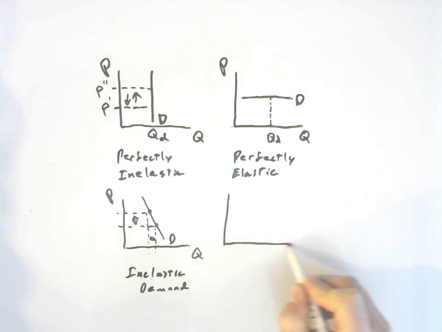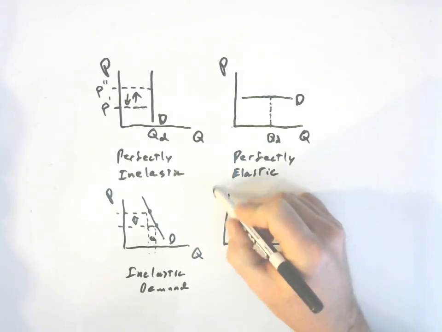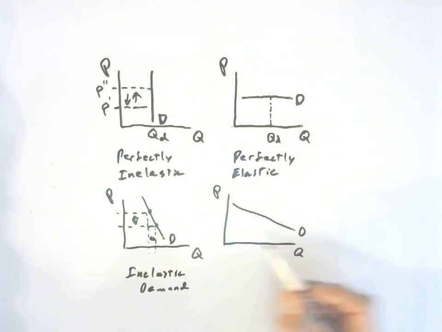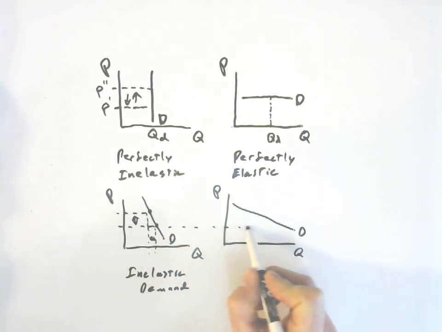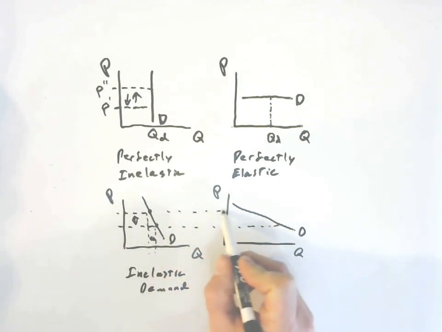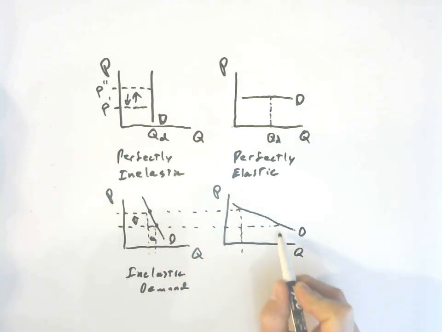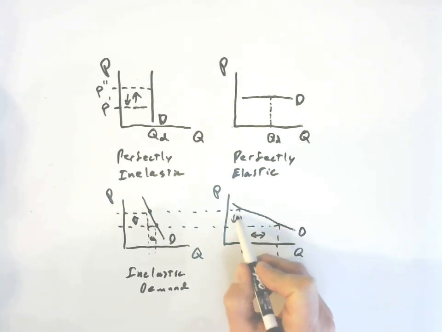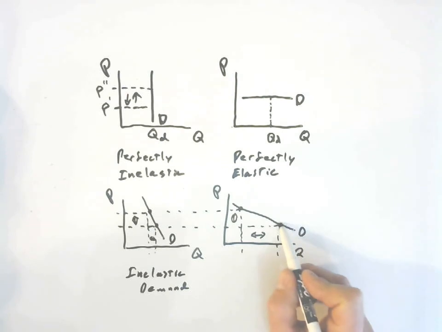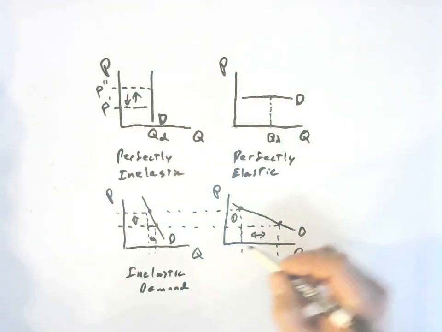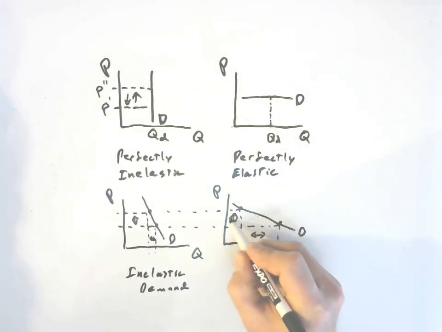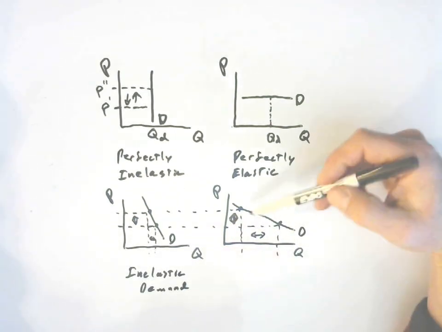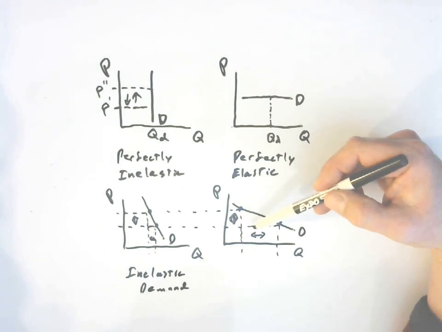On the other hand, we can have a case whereby we have a relatively flat demand curve, and if we change the price of the product by some amount, you can see we get a relatively large change in quantity demanded of the product. Okay? In other words, people are relatively sensitive to a change in the price of this product.